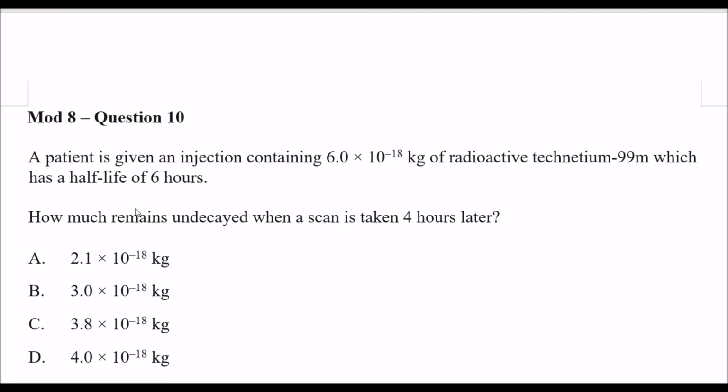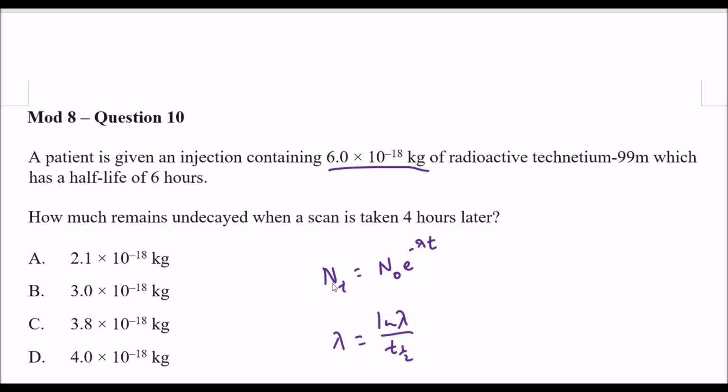Okay, so we finally reached our last question. A patient is given an injection containing that amount of radioactive technetium-99m, which has a half-life of 6 hours. How much remains undecayed when a scan is taken 4 hours later? Okay, so again, we go through these two equations to work out the value. We need to firstly work out what the decay constant is, or else we won't know how much we have left.